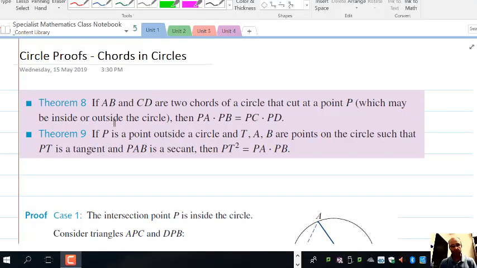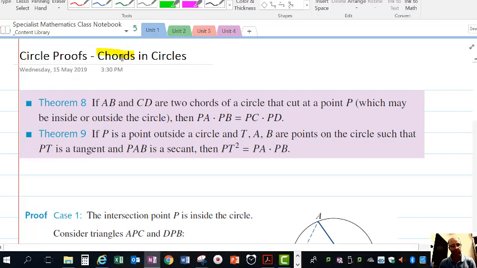Alright, we're continuing our journey with circle proofs, and we're looking at cases when there are chords present in circles. This video is going to cover Theorem 8 and Theorem 9. You should pause the video and get a copy of those.